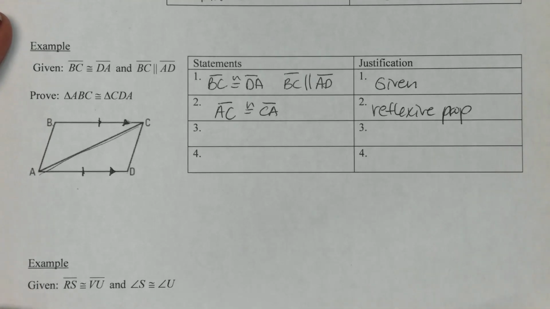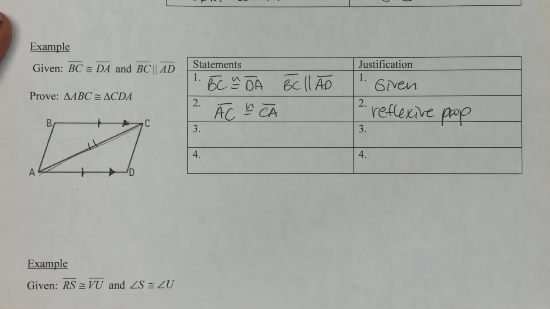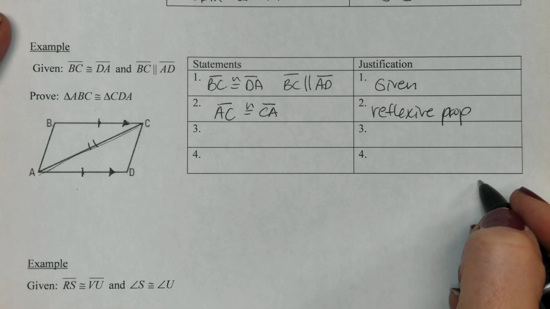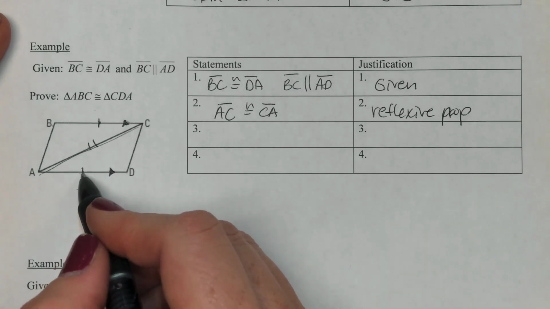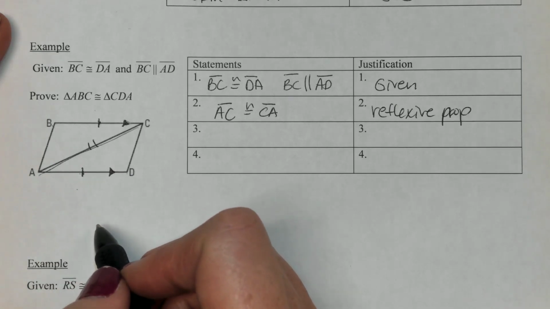But we're going with reflexive property. So now I've got this. I'll put 2 tick marks on there. So out of the 5 things I have, I've got 2 sides already. It's definitely not HL. If I was narrowing some down, I could definitely cross off HL.